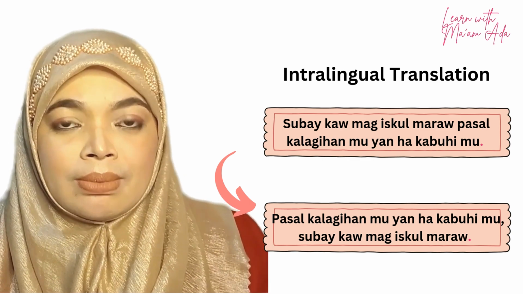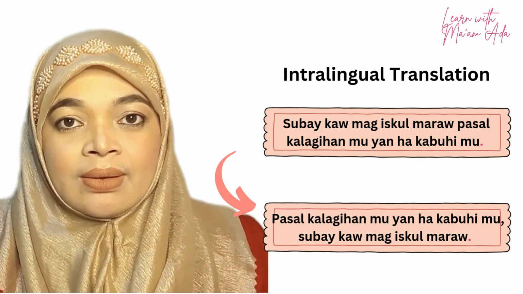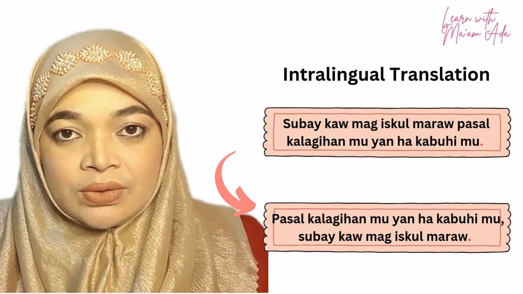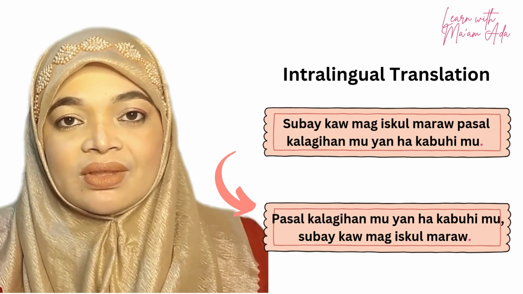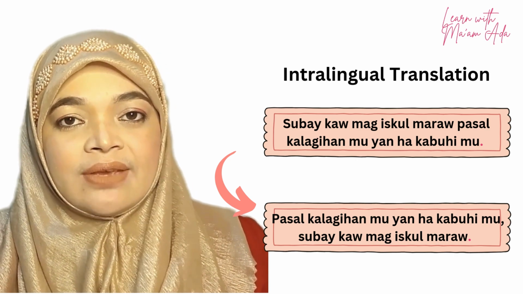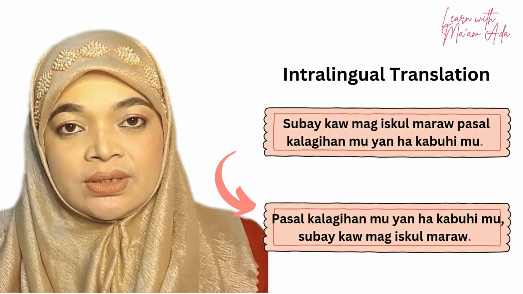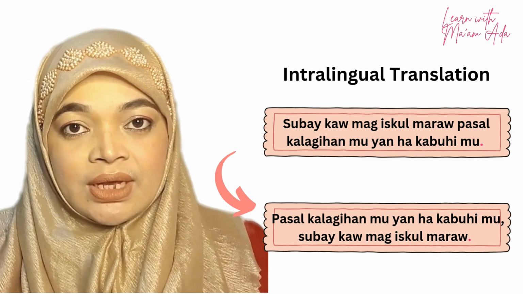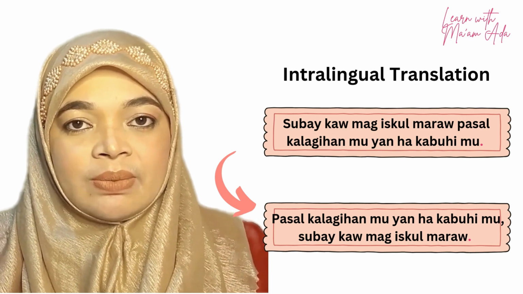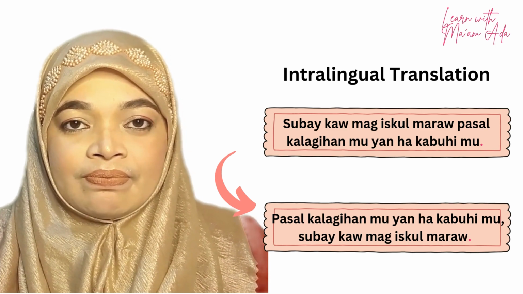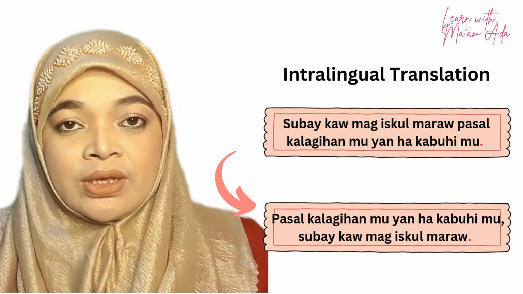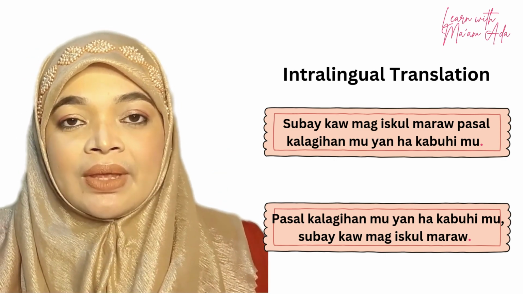For instance, if I translate a certain sentence in the Tausug language, when I say, "Suway kaw mag-school maraw. Suway kaw mag-school maraw, pasal, kalagihan mo nakauwi mo." If I translate that using the intralingual translation, I will just reword it, I will just paraphrase it by saying, "Pasal kagunahan mo kabuhi mo, suway ka mag-school maraw." That's it. So I did not use any other language. I used the same language, which is Tausug. I just reworded it. I just paraphrased the original text.